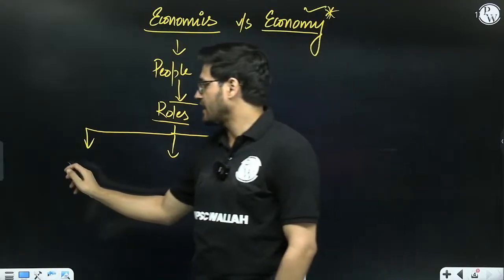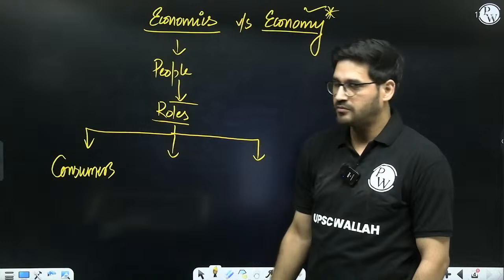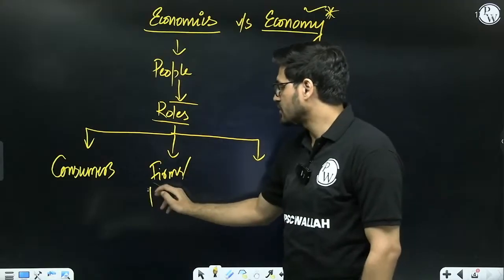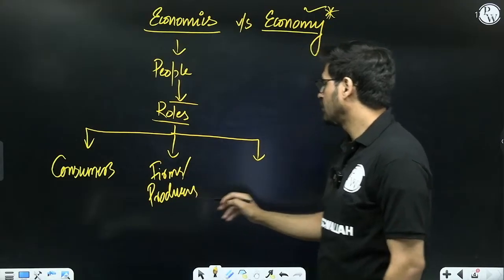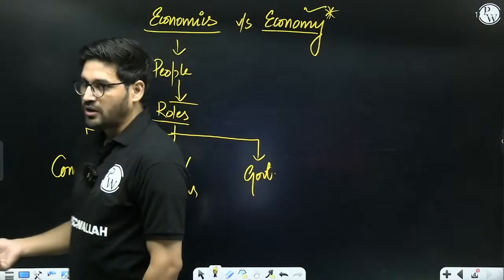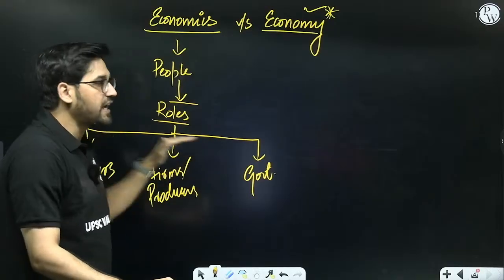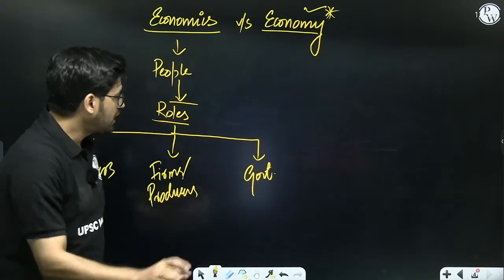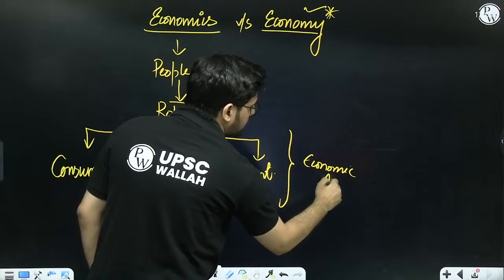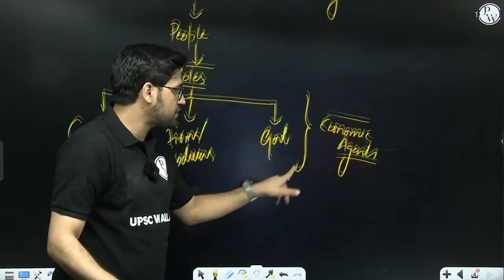For example, there is an economic agent we call consumers. An economic agent that we call firms or producers. An economic agent which could even be, for that matter, the government. Based on the role assigned to each of these people, we will categorize people into different categories. Each of these different categories, we are going to call economic agents. What is the role of each of these economic agents?